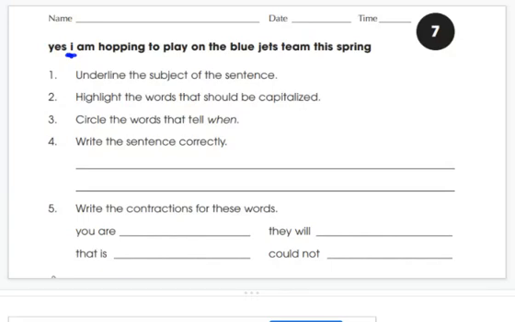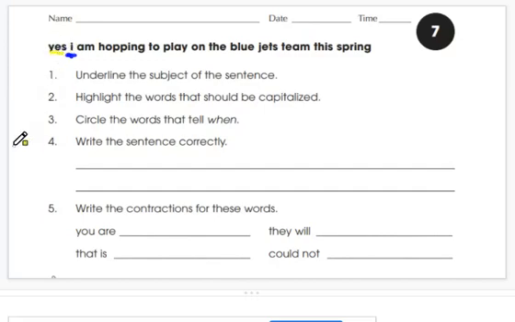All right. Remember, I don't have a highlighter, so I'm going to go to yellow. Pretend that's my highlighter. Highlight the words that should be capitalized. Well, let's see. Which should be capitalized? First of all, the beginning of a sentence. Okay, realize it doesn't ask proper nouns. It just asks which words need to be capitalized. Okay, so that means the beginning of a sentence needs to be capitalized. So I'm going to highlight yes.